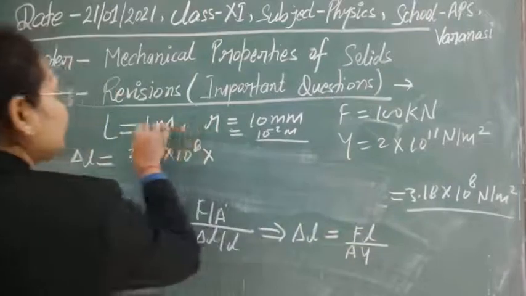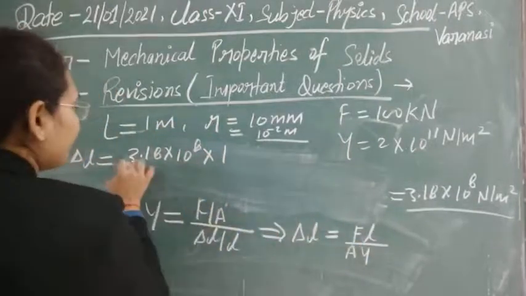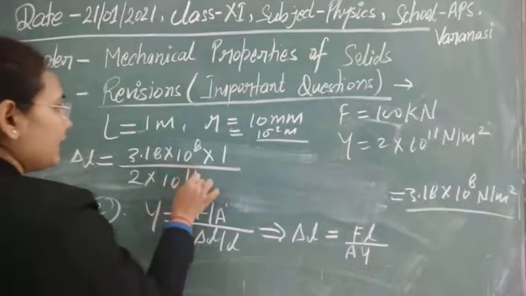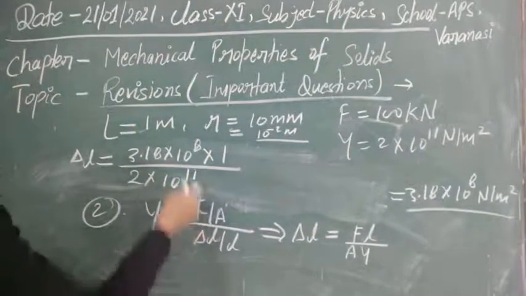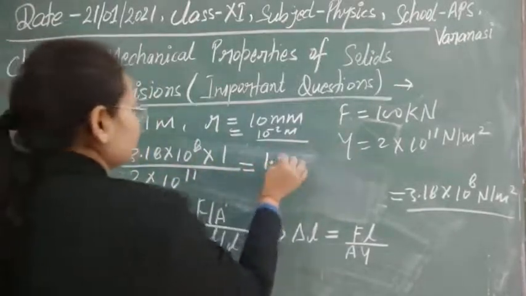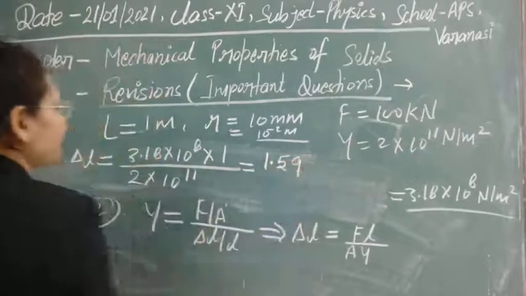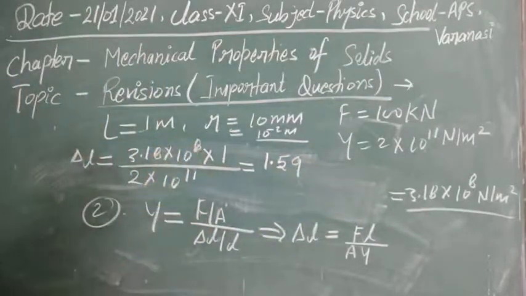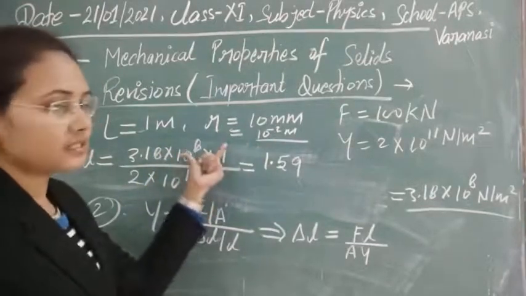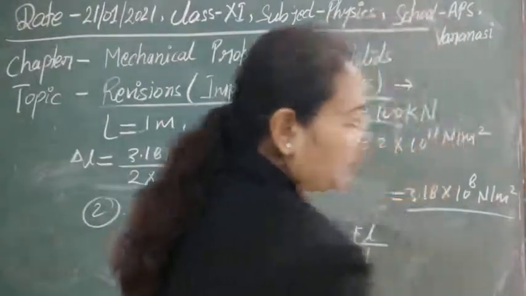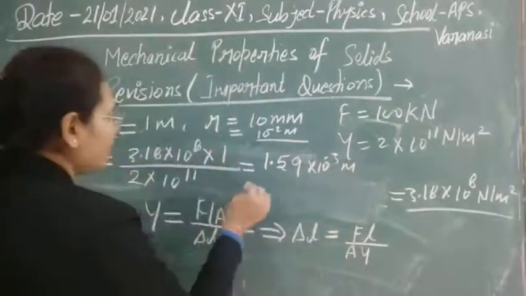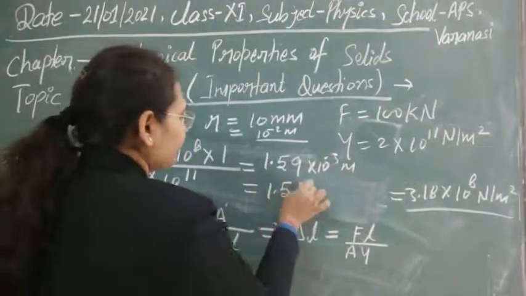Here the value of L is given as 1 meter, and the value of Y that is given here is 2 into 10 to the power 11 Newton per meter square. Now we can solve it easily. This will be equal to 1.59 into 10 to the power minus 3 meter, clear? Or we can write 1.59 mm.